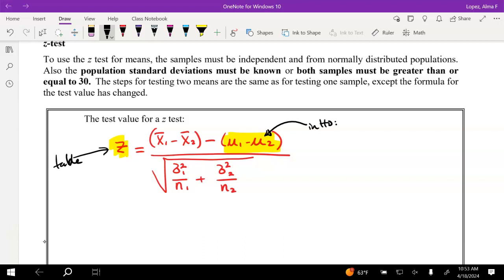Another way to know that it is going to be a z-test is that both samples must have sample sizes greater than or equal to 30. So I can write that out to the side on this just to help me while I'm learning it. But it's exactly the same as in our single sample test. N1 and N2 must both be greater than or equal to 30.